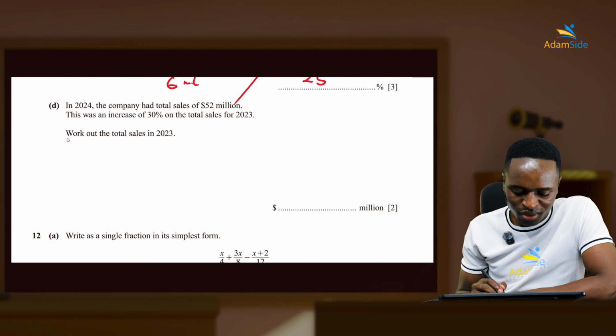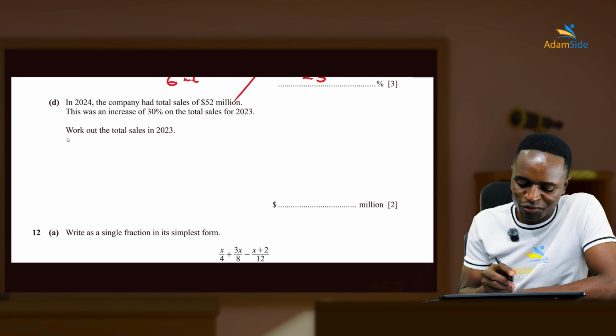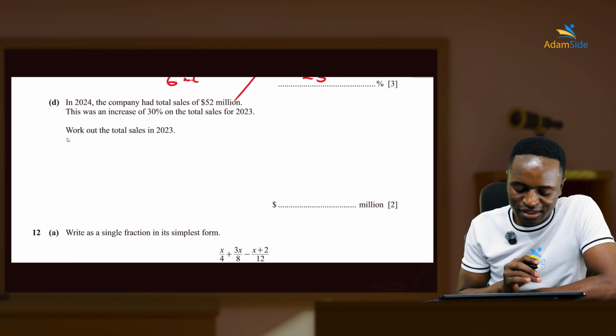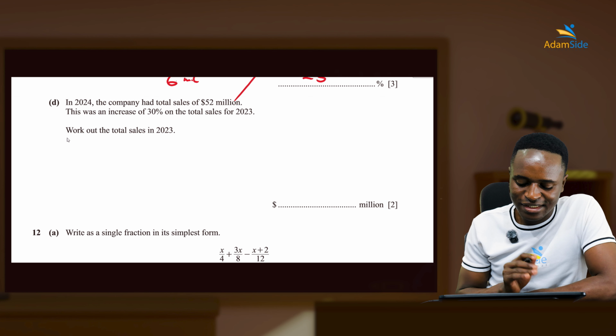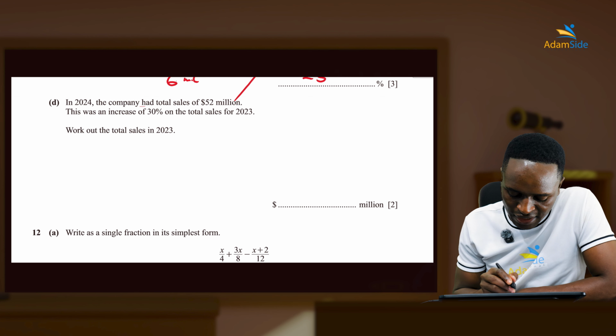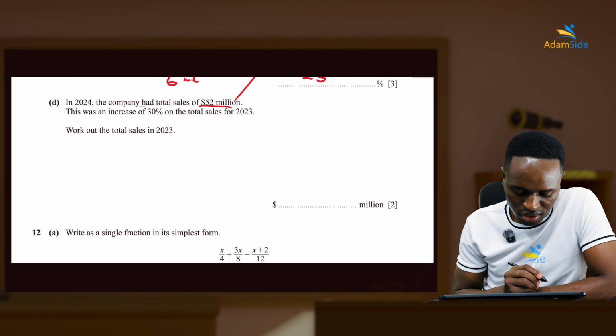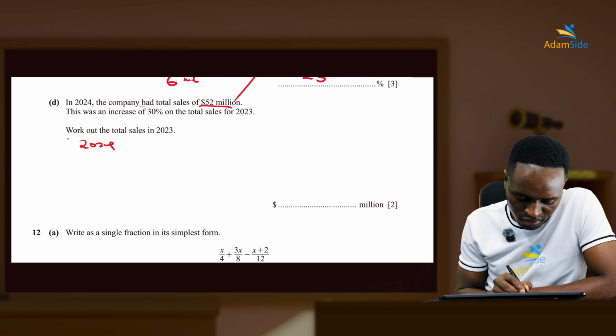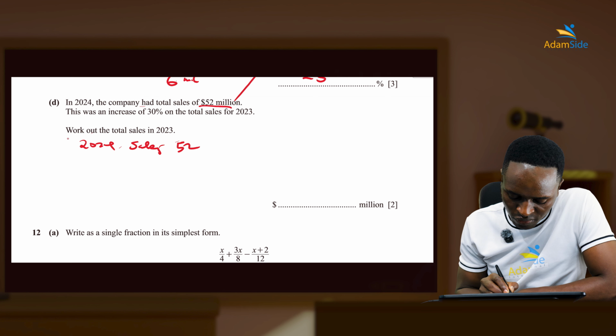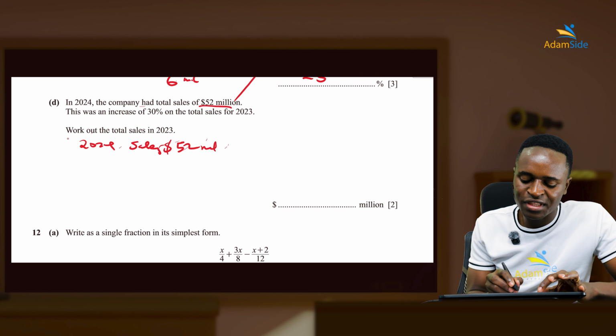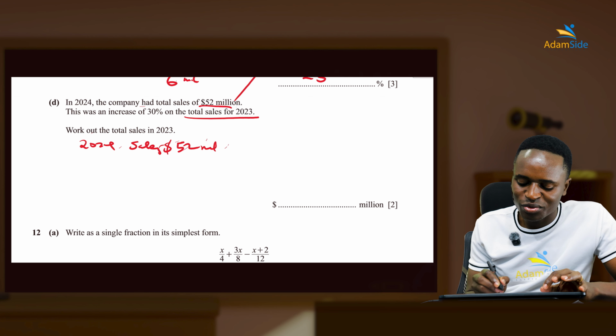In 2024, the company had a total sale of 52 million. This was an increase of 30% on the total sales for 2023. Work out the total sales in 2023. So in 2024, the company had total sales of 52 million. This was an increase of 30% on total sales of 2023.